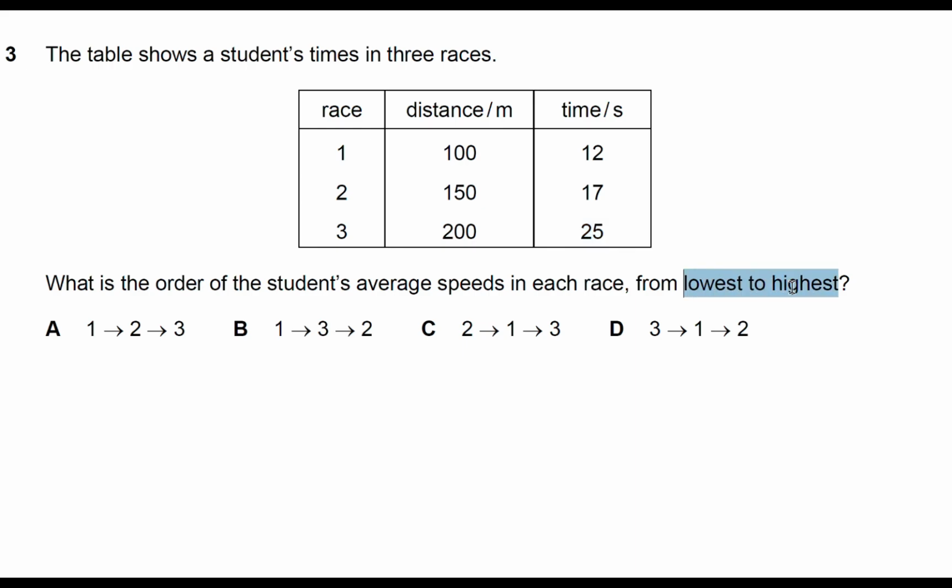Here, the question is from lowest to highest. So, race 3 is 8, race 1 is 8.33, race 2 is 8.82. So that would be 3, 1 and 2, which is D. The answer is D.